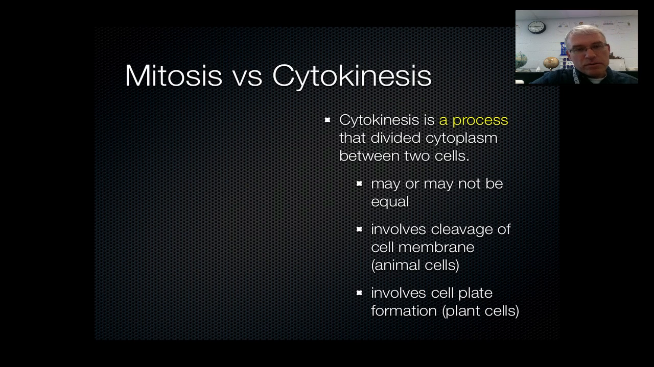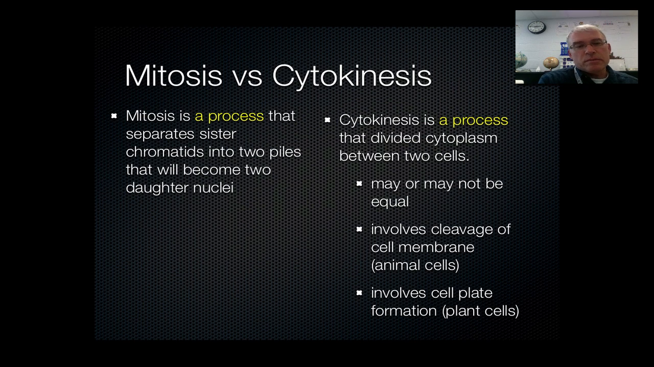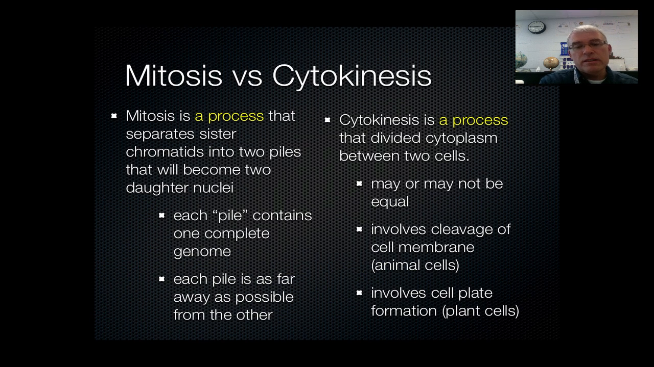Now, cell division basically has two parts, the mitosis part and the cytokinesis part. Cytokinesis is the process that divides the cytoplasm between two cells. Okay? Mitosis is a process that separates the sister chromatids into two piles that will become the daughter nuclei. Each pile contains one complete genome, and each pile is as far as possible from the other. So at the end of mitosis and cytokinesis, you have two new cells, and each cell has a complete nucleus in it containing a complete genome.